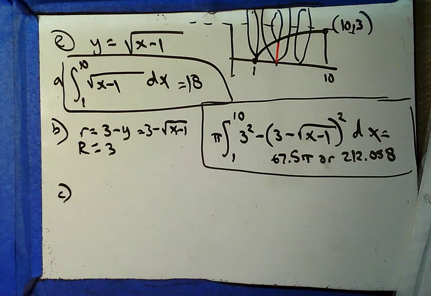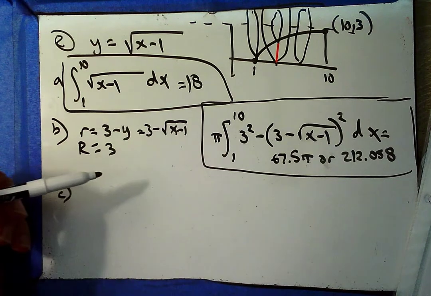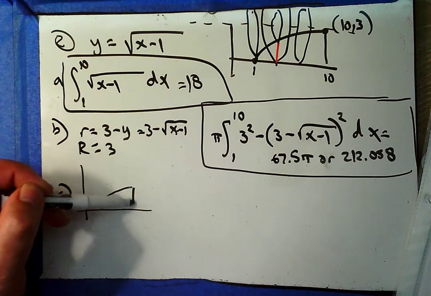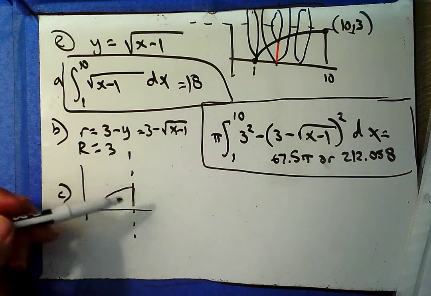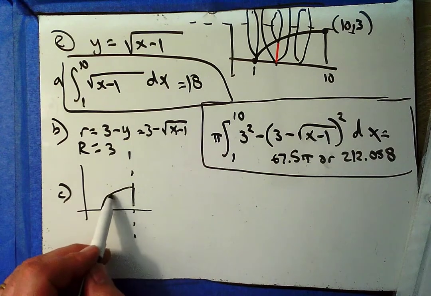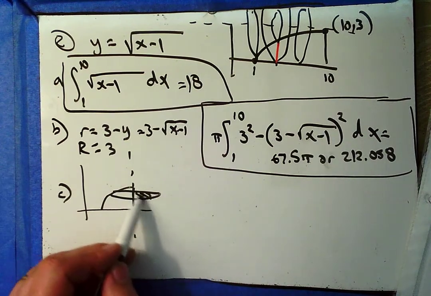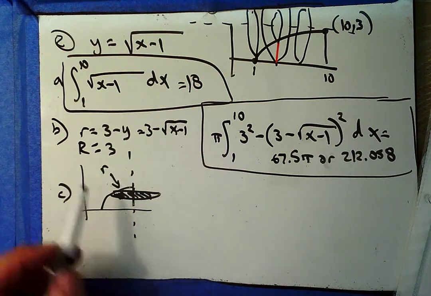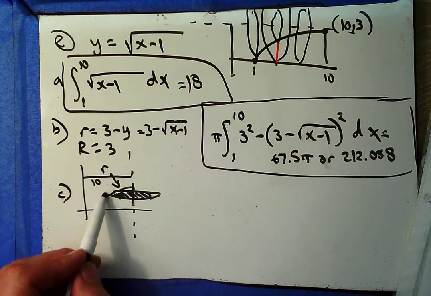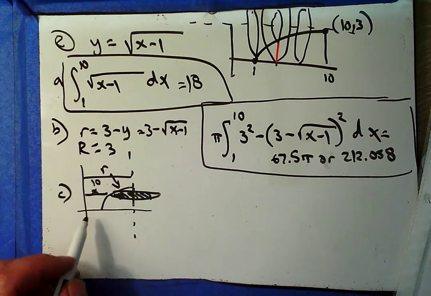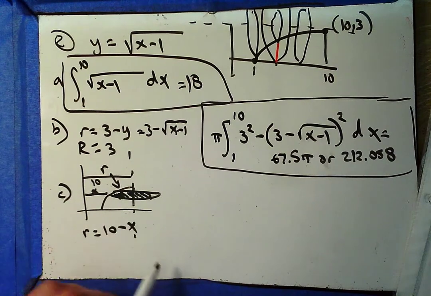Part C. Part C says find the volume of the solid. This time we're spinning around x equals 10. Okay, so I have this region, and now I've got this vertical line, and I want to rotate this around that vertical line. So most students think about this problem as circular disks, where this is the radius, and we know that this distance is 10. We know that this distance is x. So my little r is 10 minus x.